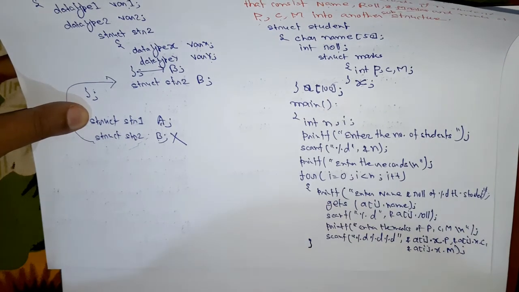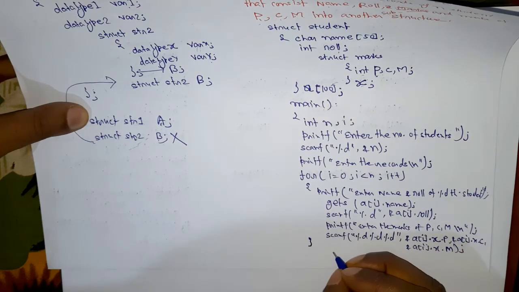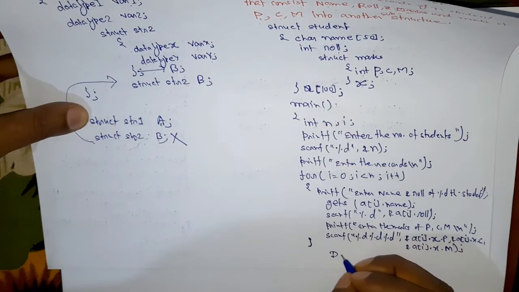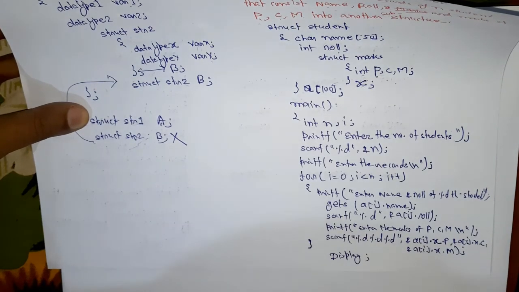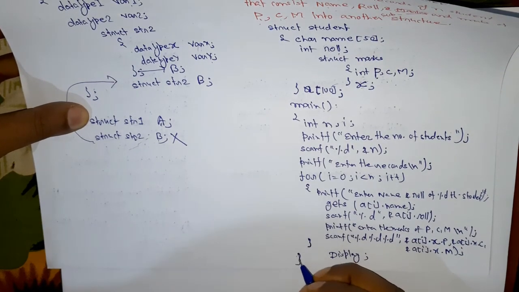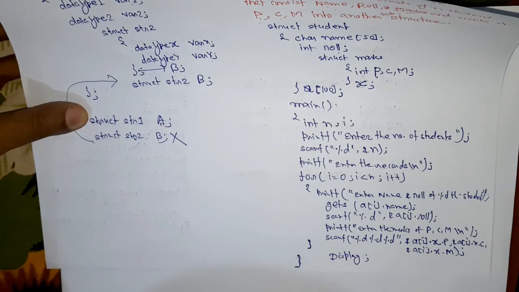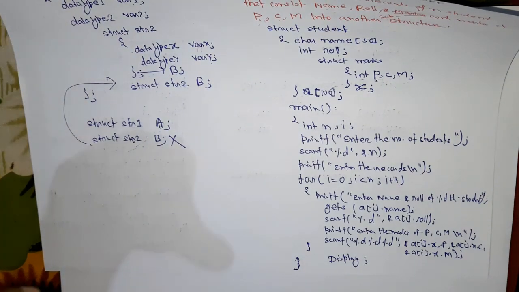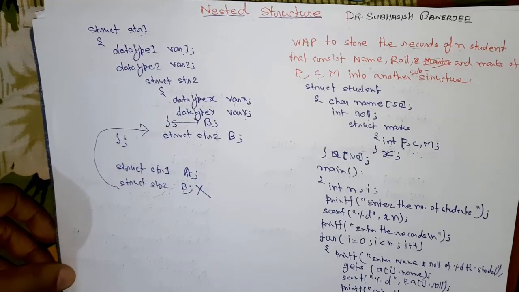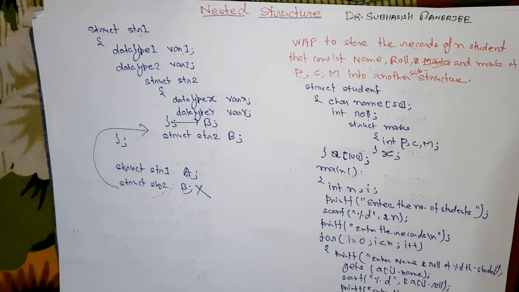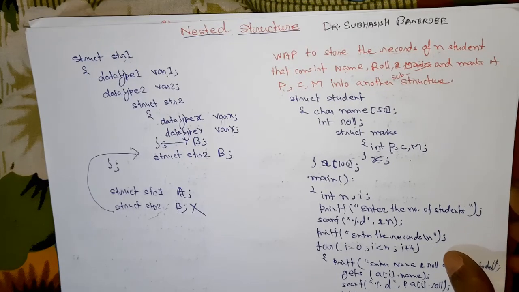Is this clear? Now your program is ready to take the input from the user, and similarly you can display the same. For displaying purposes, you may write the appropriate code. That's it. This is the simplest example by which you can use the nested structure. I hope it is clear to you. So thank you for watching.